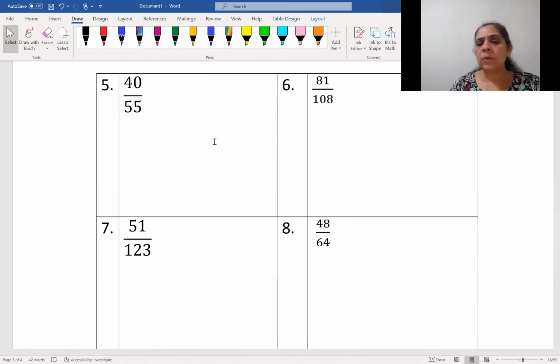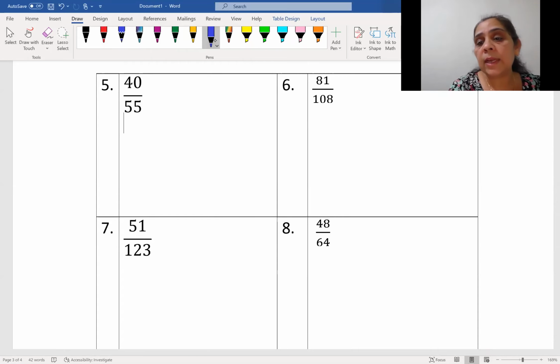So what can I reduce by? What can I divide both of them by? You can remember your divisibility rules again. Do we have an even number? No, so we cannot divide by 2. Can we divide by 3? You can check the sum of digits, right?